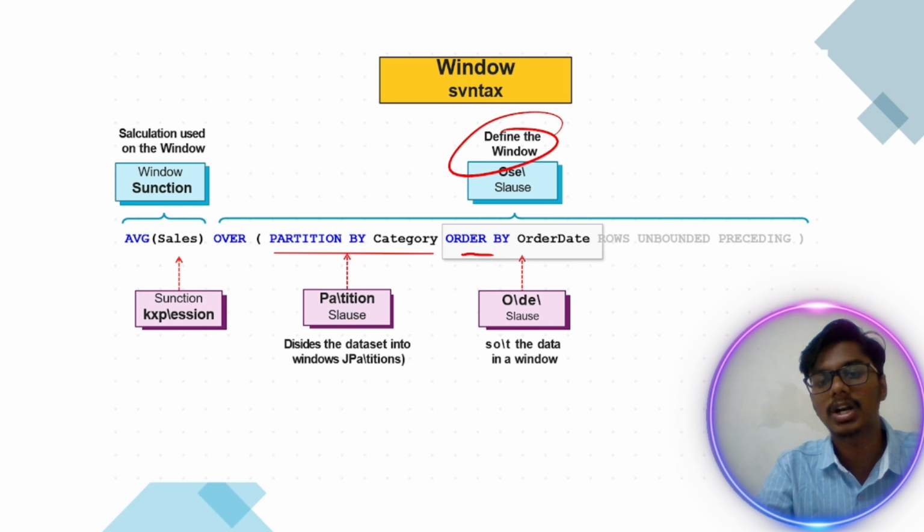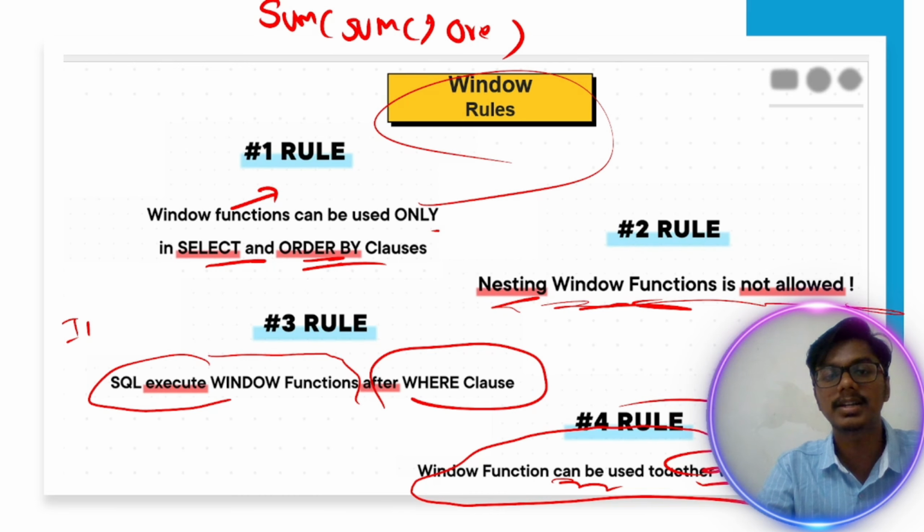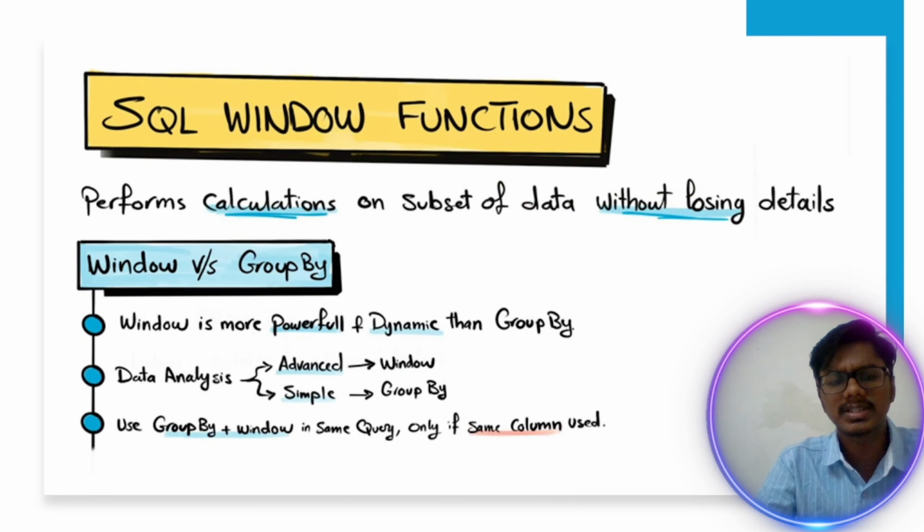And we have discussed ORDER BY, and we have discussed the frame clause, right? We discussed how it defines the subset of rows in the window. So that's all about the video, and we have discussed the four rules. So that's all about this video, right?